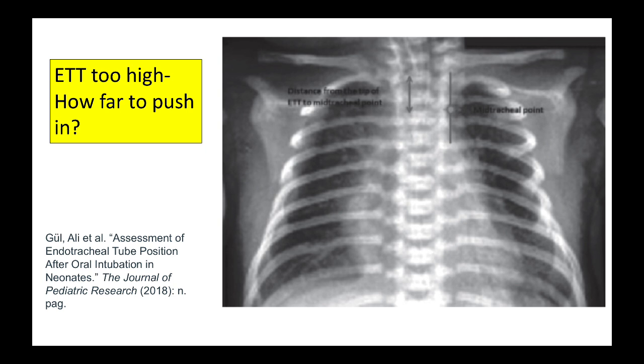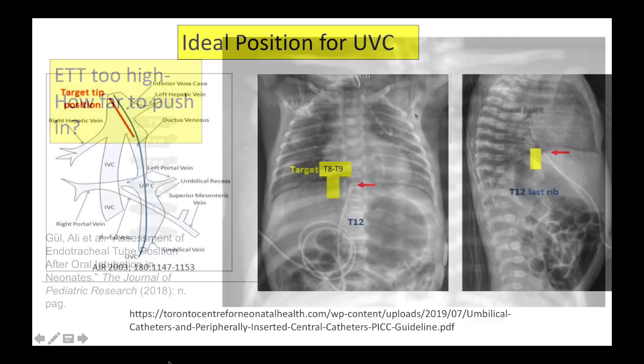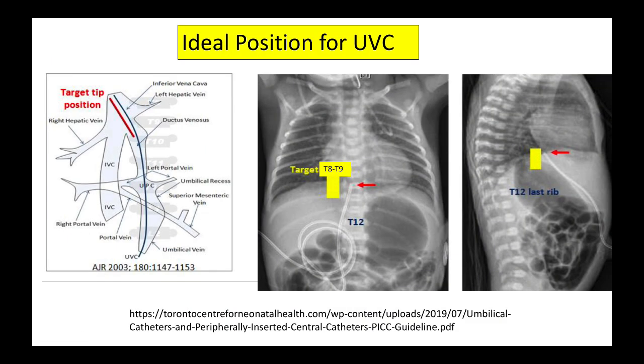Honestly, sometimes this is still wrong. So when you move the tube, you should probably be getting another x-ray to recheck position. Right, let's move on to umbilical venous catheters.